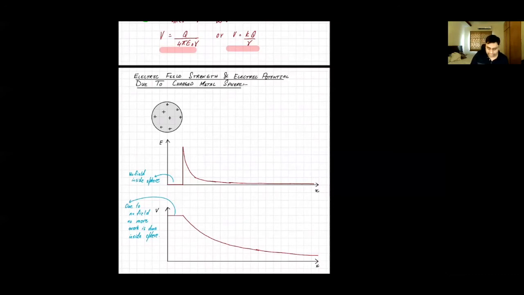How would the electric potential graph be varying? This would be less steep because it's divided by R, whereas the field is divided by R squared. So it'll give you smaller values, and dividing by R would give you relatively bigger values. And an important thing is that there would be a flat line over here.